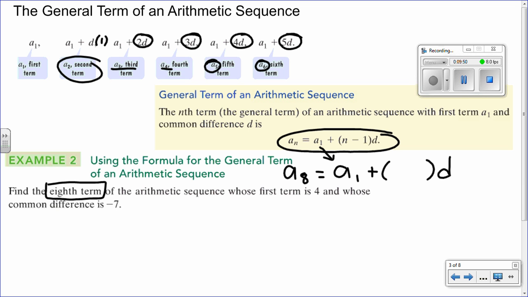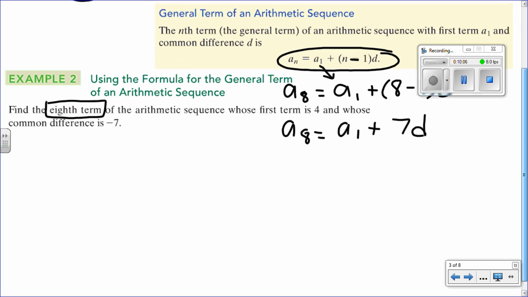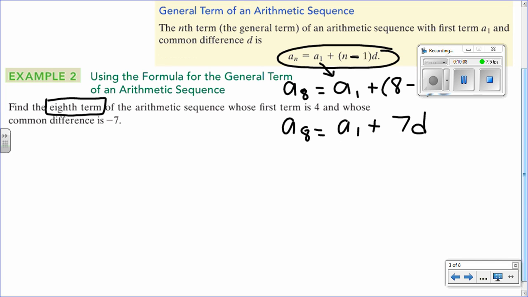9? 7. So it's 8 minus 1. So it's 7. So it's going to be a sub 8. It's going to become a sub 1 plus 7 times the common difference. Okay, and see, do we have the first term?